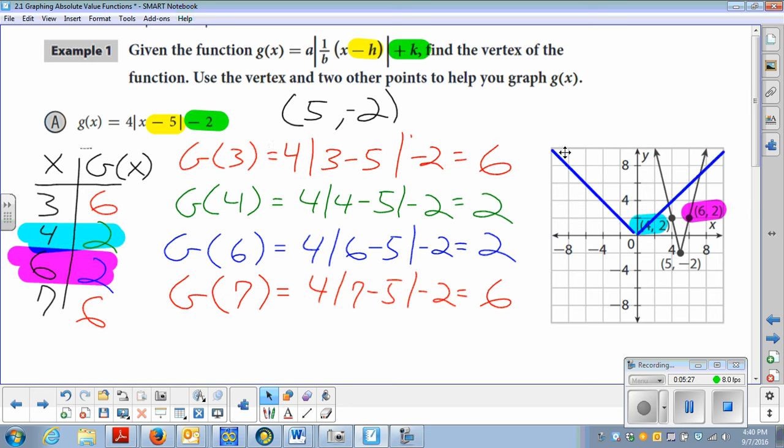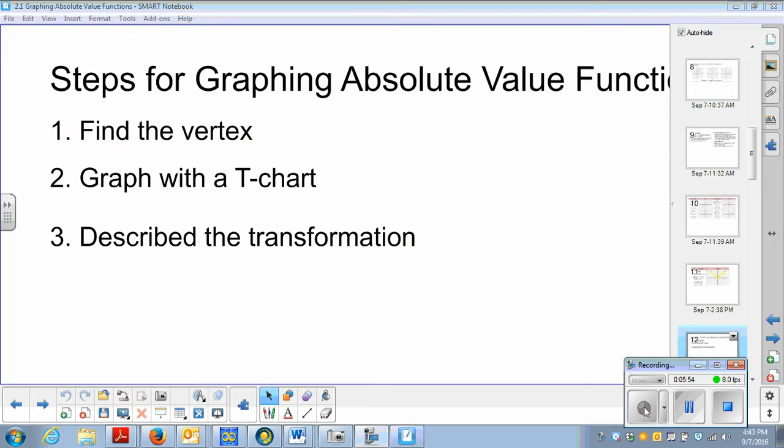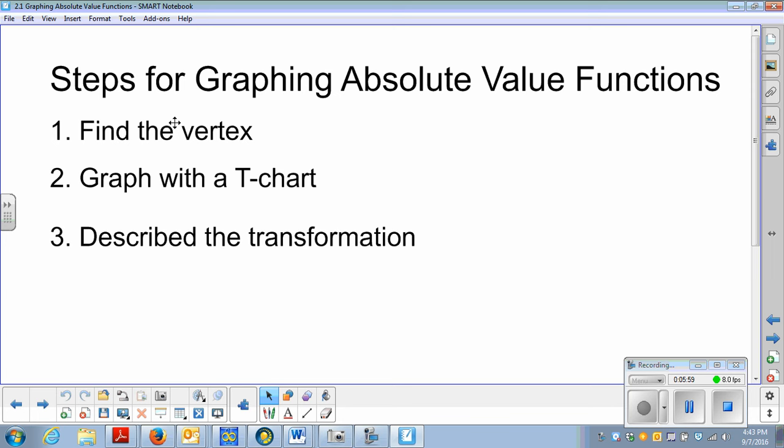So as you can see here, in blue, we have the parent function. So not only did it shift to the right 5 and drop 2, it also got compressed or pushed in vertically. So it kind of got stretched so that these two lines came in and go up. So you need to be able to describe what happens to the function. So remember, you want to follow your steps. They are find the vertex, graph with the t-chart, and then describe the transformation. Let's take a look at another example.